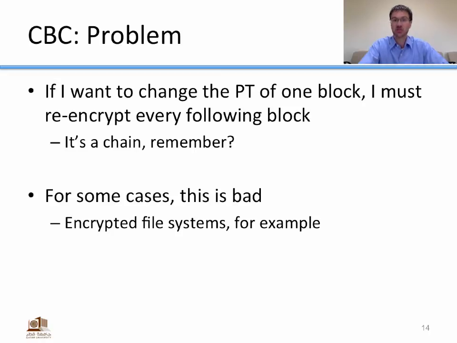But CBC also has its own problems. The biggest one is that if I want to change the plaintext of one block, I have to re-encrypt every following block because it's a chain, right? The following block is dependent on the ciphertext of the previous block, which is dependent on the ciphertext of the block before that, which is dependent on the ciphertext of the block before that. So we end up with this big chain. So if I'm going to change one plaintext block, I end up needing to re-encrypt every block that follows it in the file. Well, that's bad.